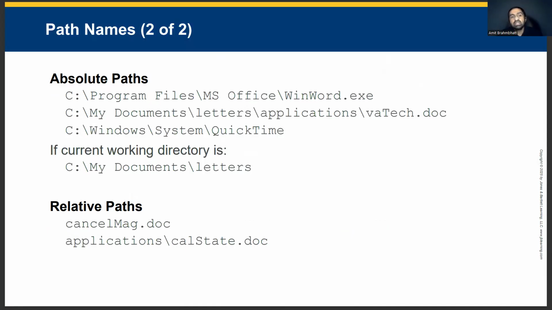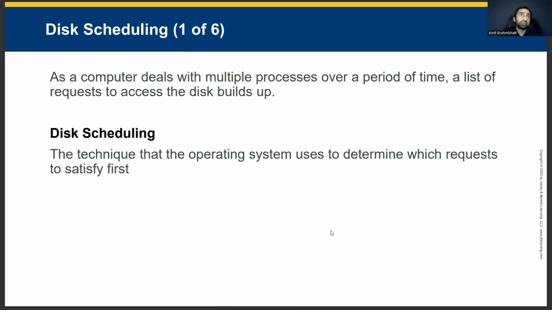Here the slide gives us examples. Absolute paths like C, program files, MS Office, winword.exe specify the full route from the root directory. Relative paths such as applications, calstate.doc depend on your current working location. Understanding paths is essential for both navigating and scripting.